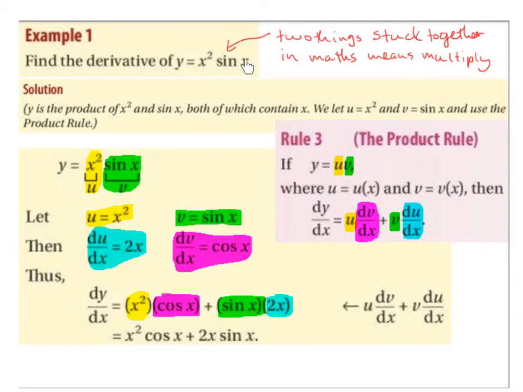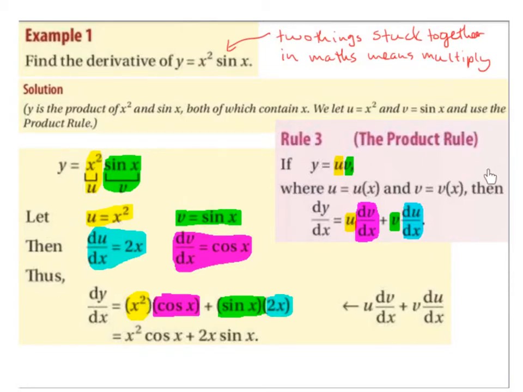So x squared and sine x are stuck together, and two things stuck together in maths means multiply. So we're going to use the product rule. y is the product of x squared and sine x, both of which contain x. We will let u equal x squared and v equal sine x and use the product rule.